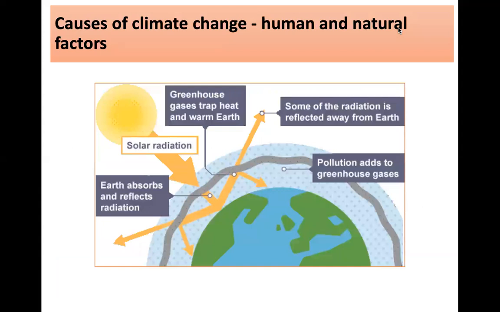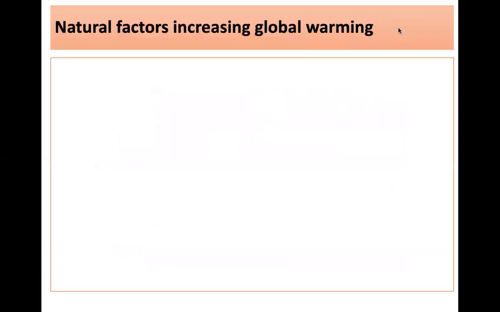Here it is in a nice diagram, one that you could perhaps pause the video and pop on your mind map sheet. You can see the solar radiation coming in, being absorbed and reflected, greenhouse gases obviously trapping that heat. Some of it can escape, but obviously the pollution is adding to that heat.